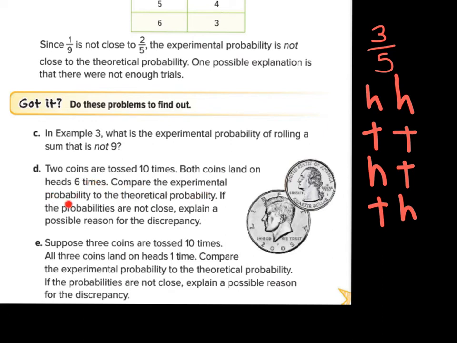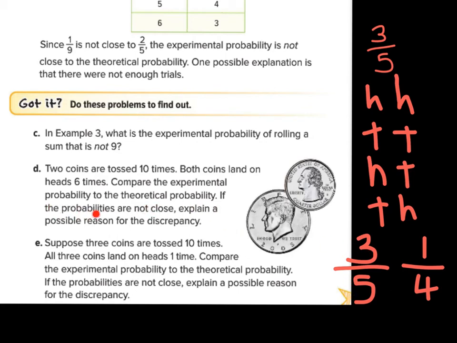Compare the experimental probability to the theoretical probability. In theoretical probability, it's 1 out of 4 chances that they would land both heads. But here we get 6 out of 10, which is 3 out of 5. So for the experimental, when the coins were tossed, it was 6 out of 10, which is 3 out of 5. But in reality, it should be only 1 out of 4. That's theoretical, because there's only 4 different outcomes. So 1 out of 4, compared to 60%. Do you see the difference?